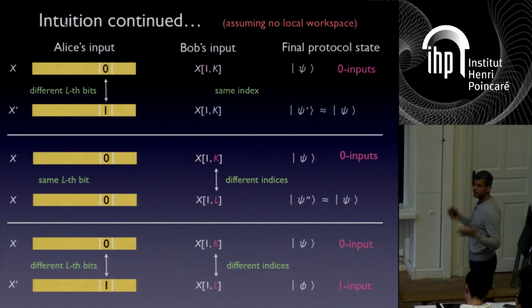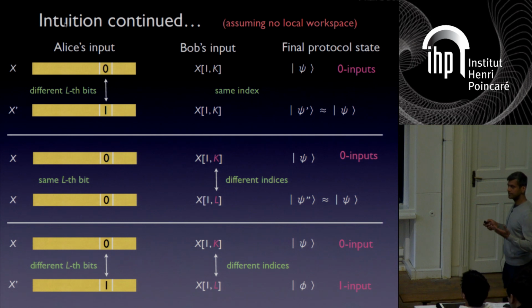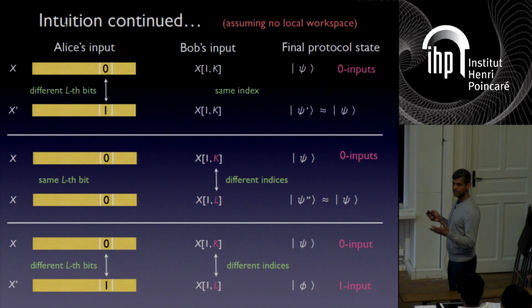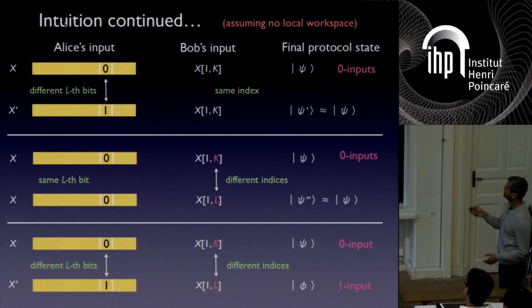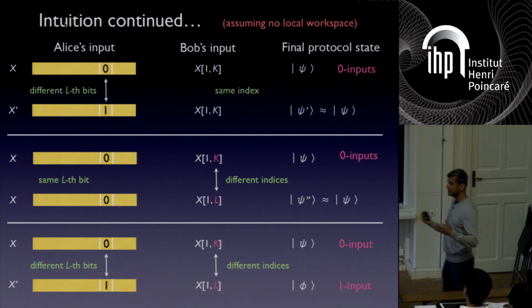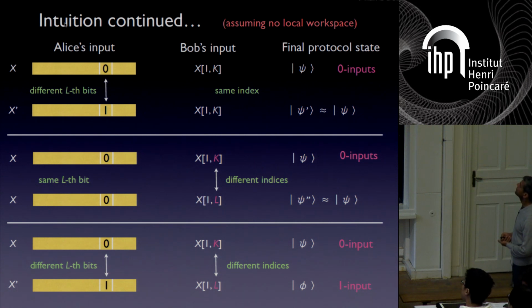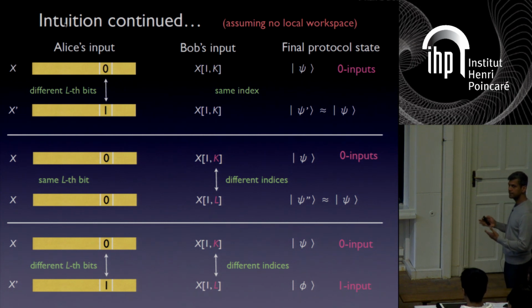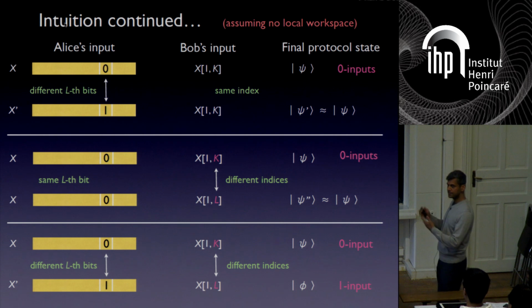Okay, now how do we put these two things together to get a contradiction? Now, the actual argument is a bit more complicated than what I'll show here, and it's much simpler to assume that none of the two parties have any local workspace, meaning we are looking at a memoryless protocol. So there we basically have pure state messages, and we're able to conduct this argument with a simple hybrid argument or a triangle inequality.